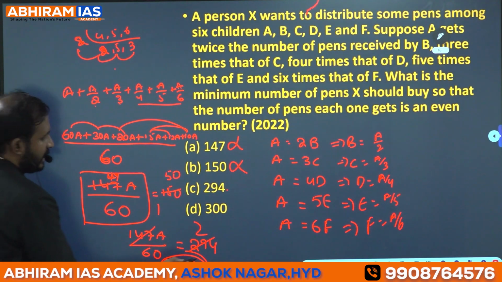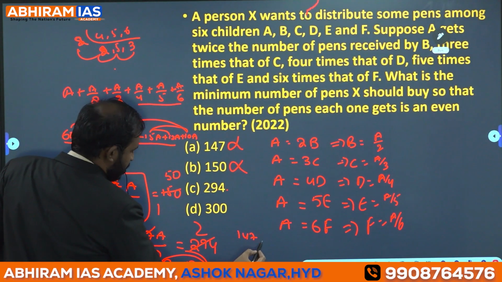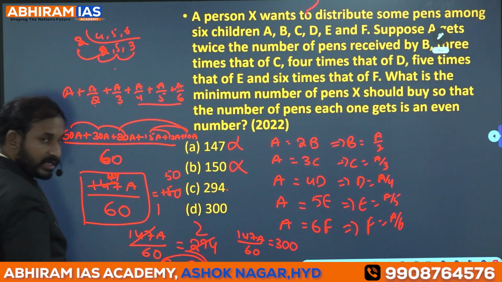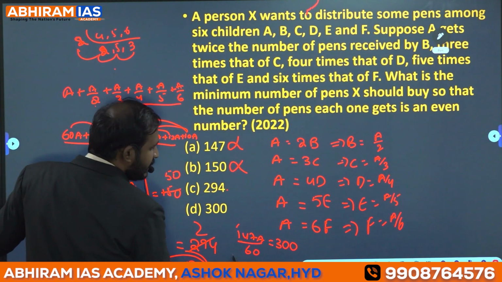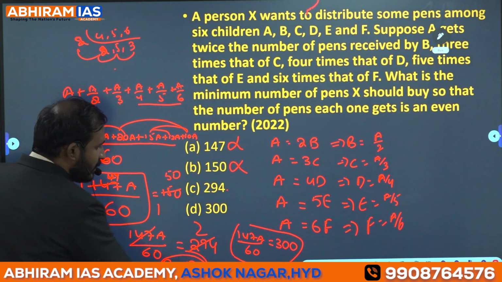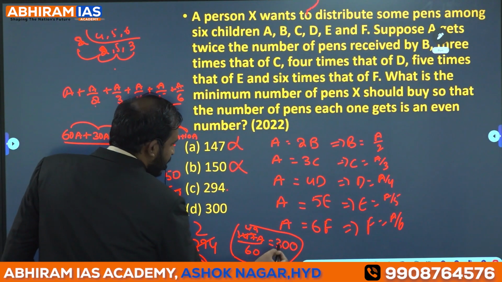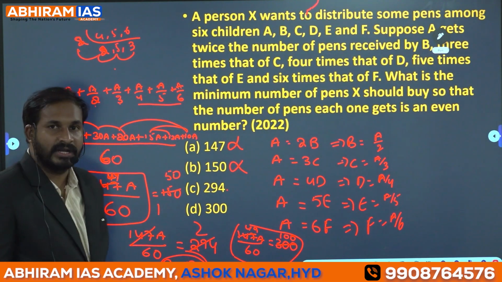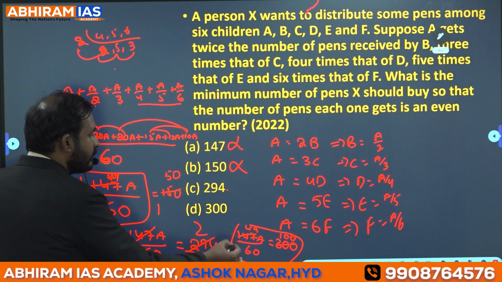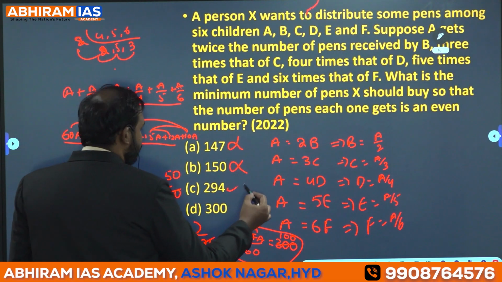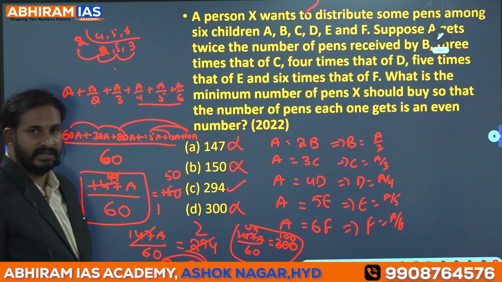Now I will check 300 with this. 147A by 60 is equal to 300. This one also, I will get the A value in decimals. Why? Because it is not exactly divisible. Here I will have 49, here I will have 100. Right? So 6000 by 49, I will get a value in decimals. So here also I am not getting an even number. So the only case where I am getting an even number is 294. So my answer is 294.